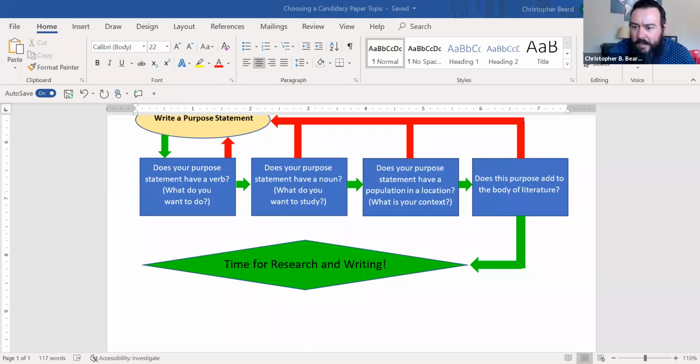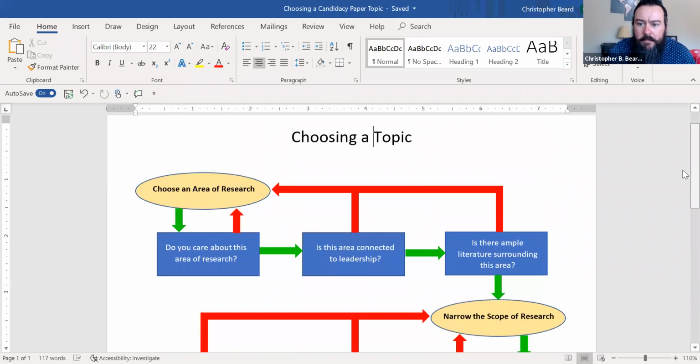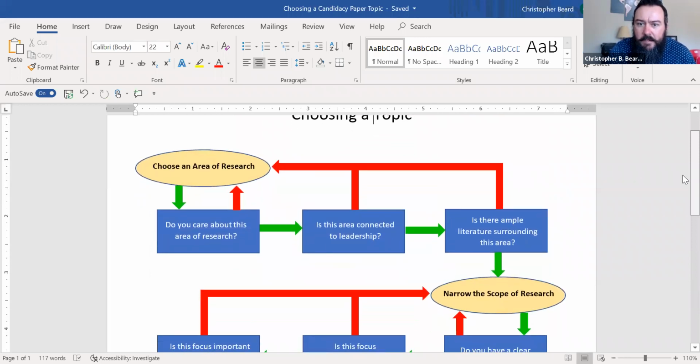So John, if you could allow me to, am I able to share a screen at this point? Okay. Let me share a document here. Okay, can everybody see this okay?